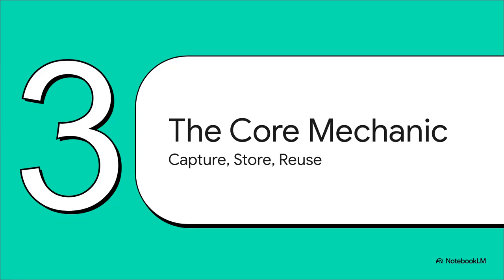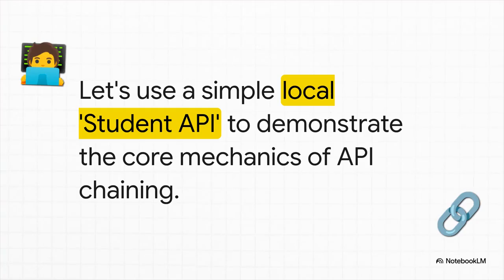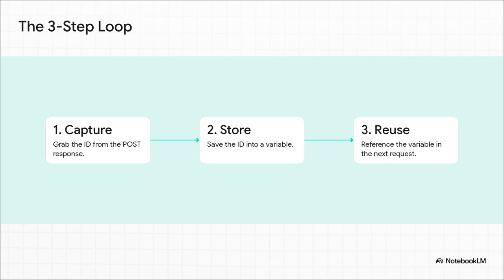All right, so that's the what. Now for the how. How does this magic actually happen? Let's get into the mechanics, and we'll use a nice, simple local API to see it in action. So for our example, let's pretend we've got a little student API running on our machine, and we want to test a common workflow. First, we'll create a student, then we'll check that the student was created correctly, and finally, we'll delete them to clean everything up. A simple 3-step chain. The whole secret sauce behind this is a simple 3-step loop. It's always the same. First, you capture the data you need from the response, like that new student's ID. Second, you store that ID in a variable. And third, you reuse that variable in your next request. Capture, store, reuse. That's it.